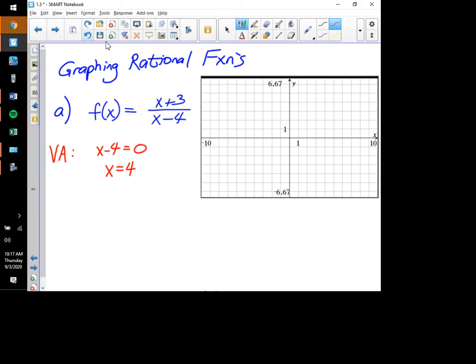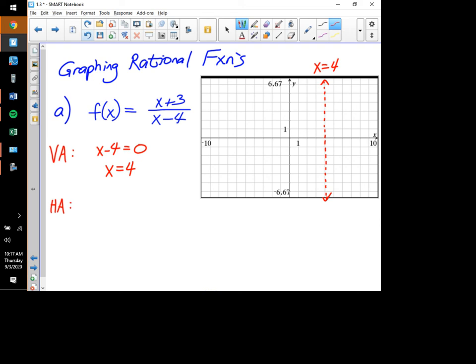So on my graph, I'm going to go 4 units to the right of the origin and draw my vertical asymptote right there at the line x equals 4. Next thing we're going to consider, what is our horizontal asymptote? And that involves a lot more thinking than the vertical asymptote.